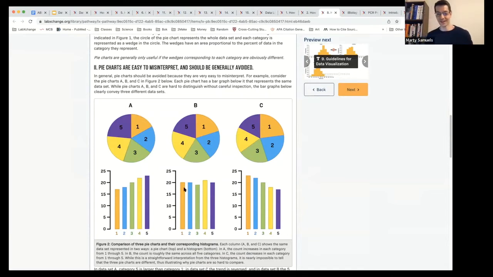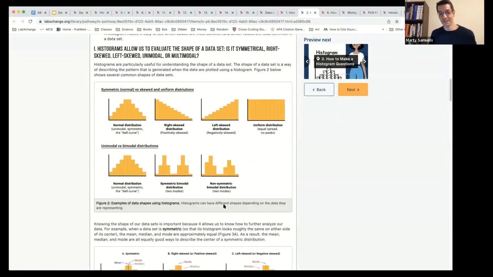This is a classic example: if you looked at these three pie charts for A, B, and C, it's hard to tell what the difference is. But if you looked at the underlying data as a bar graph, you'd see that data set A is quite different from data set B, which is quite different from data set C, which shows that some charts are much better for comparisons. In fact, a histogram is a really nice thing for comparisons.